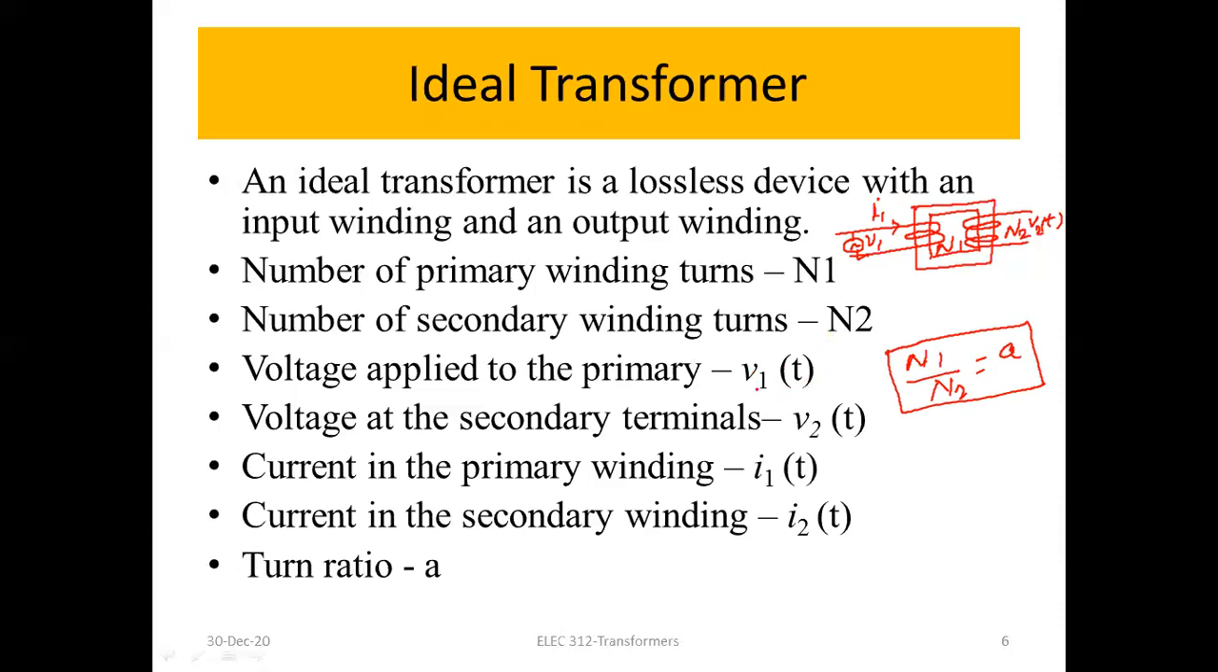So V1(t) is the voltage applied to the primary side and V2(t) is the voltage available at the secondary side. Primary side is the side where we are giving the supply, means our source is connected here and here the load is connected. Load may be your electrical geyser, heater, fan, tube light, anything that takes electrical current is called electrical load. And turn ratio is N1 by N2.